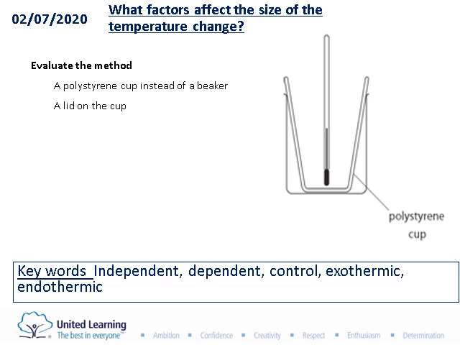So why is it better to use a polystyrene cup instead of a beaker? And also, why is it good to keep a lid on the cup, okay? Think about it in terms of temperature. Where will that heat go if we're using a glass beaker with no lid? Pause it for as long as you need to answer that question.